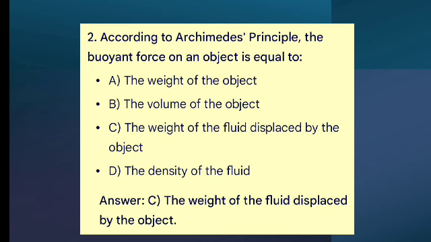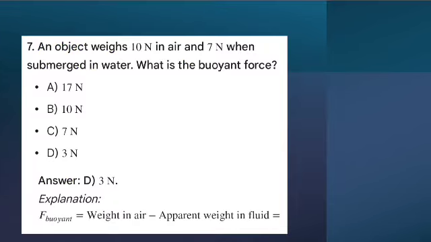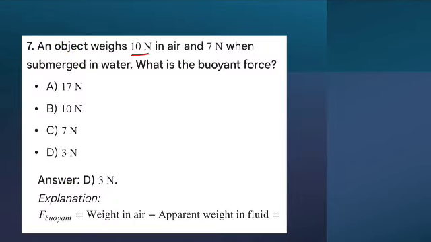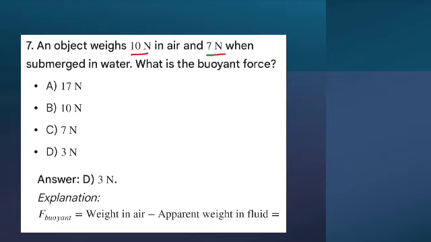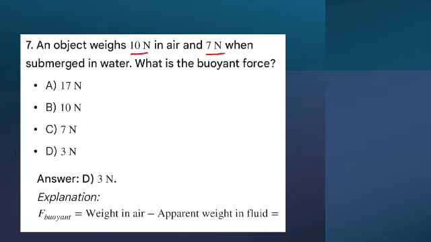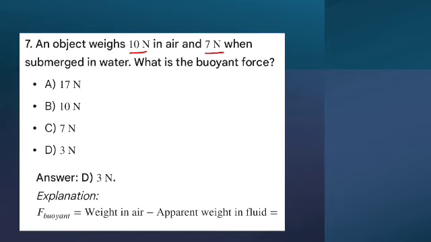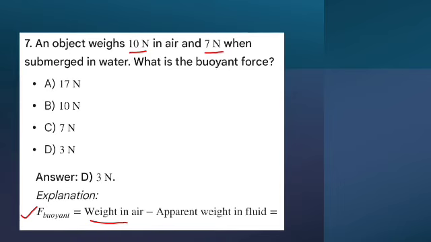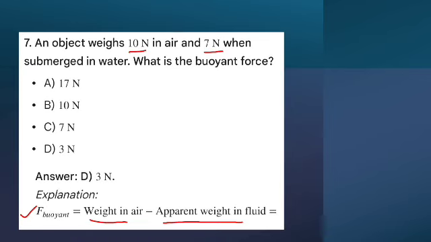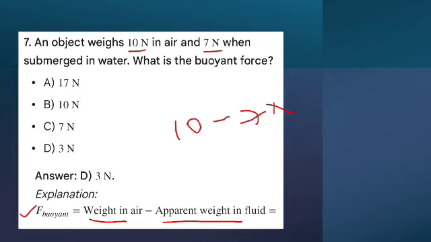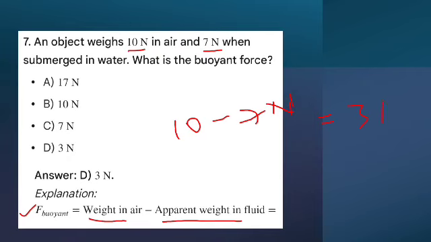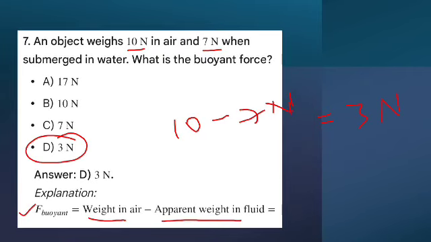The question based on Archimedes principle. According to Archimedes principle, the buoyant force on an object is equal to, the correct option is the weight of the fluid displaced by the object. This question reads, an object weighs 10 Newton in air and 7 Newton when submerged in water. What is the buoyant force? We have buoyant force equals to weight in air minus apparent weight in fluid. It means 10 Newton minus 7 Newton, that is equals to 3 Newton is the answer. Hence option D is the correct.